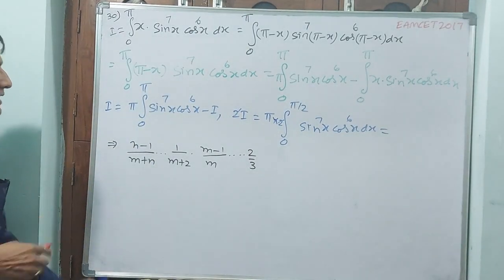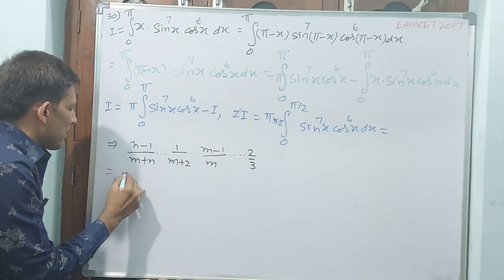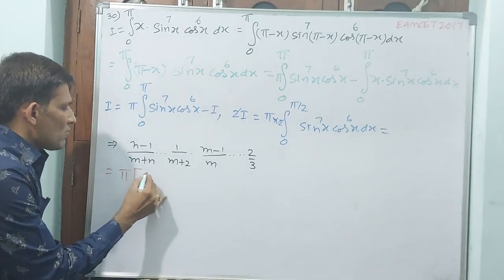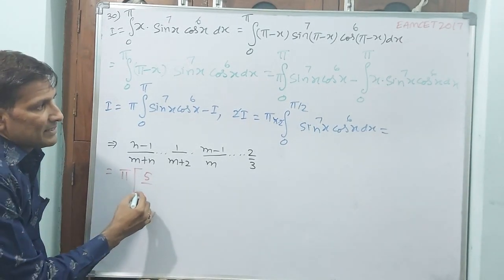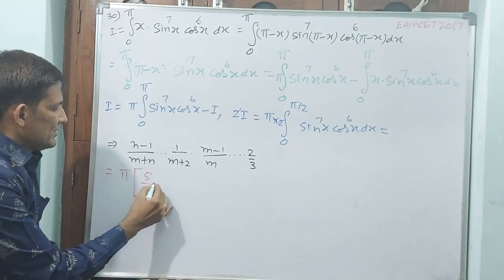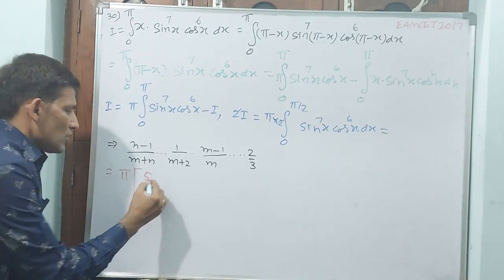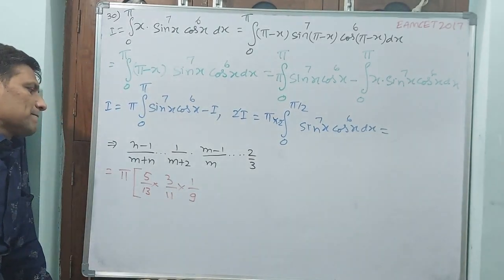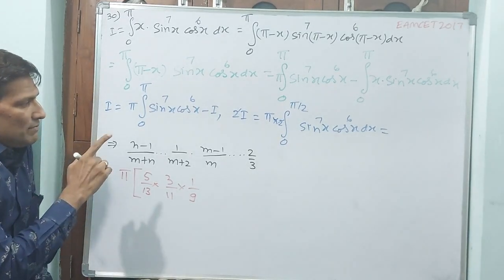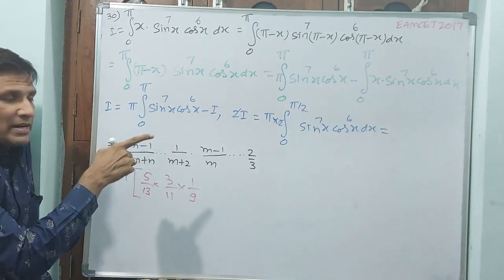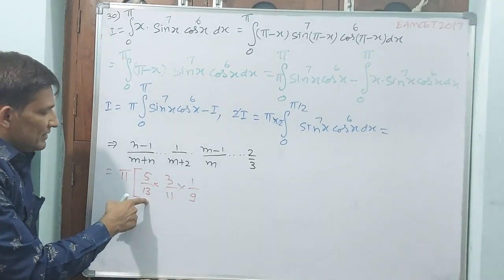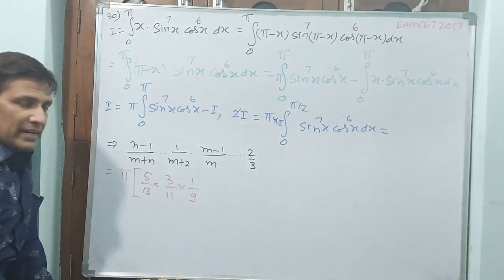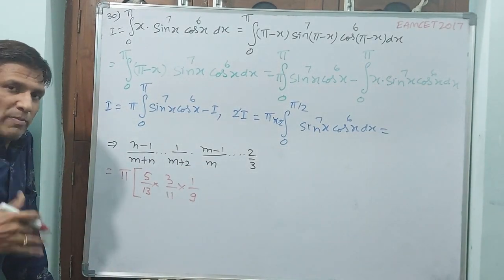Okay, let me do it. That is equal to pi is there outside. Pi times n minus 1, 6 minus 1, 5 by m plus n, 7 plus 6, 13, into reduce 3 by 11 into 1 by 9. Okay. See, n minus 1 means 6 minus 1, 5 by m plus n, 7 plus 6, 13. These two first, if you write minus 2, minus 2, minus 2, minus 2. Okay, 1 by 9. That's all. 1 minus 2 we cannot do, minus you cannot do.